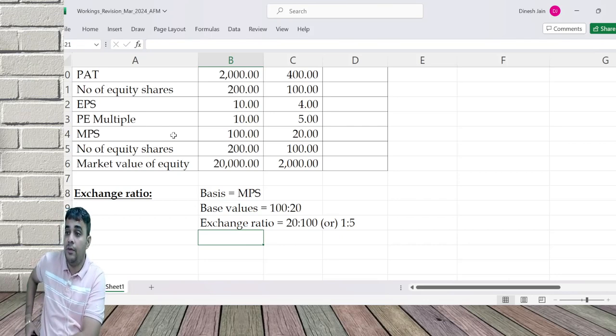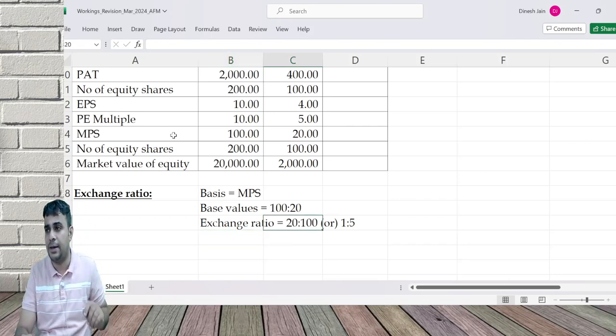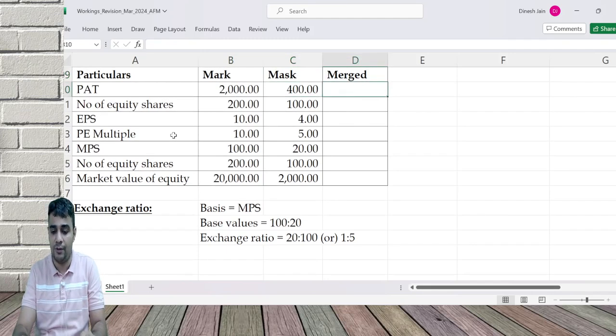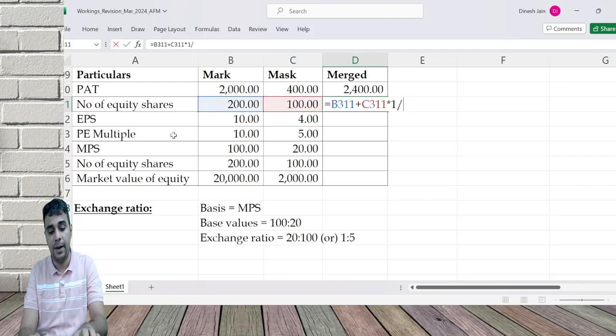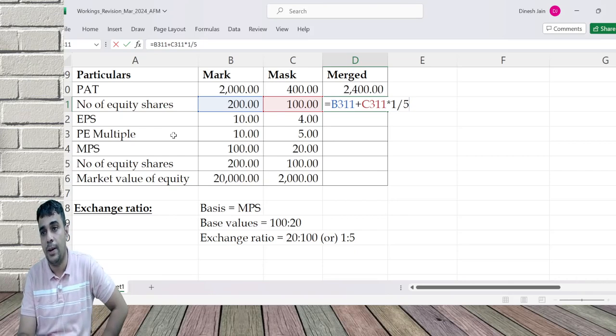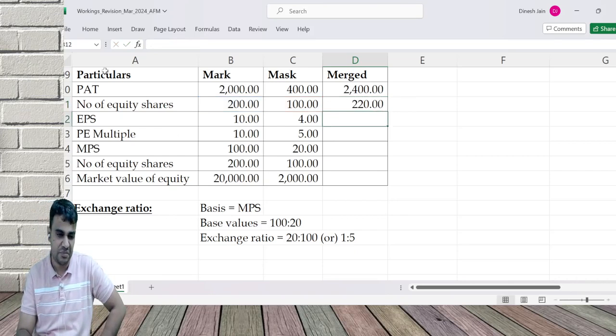Clear? Now we'll club them together and then complete the table. One extra add-on alone I'll have to discuss. 2000 plus 400 is 2400. 200 plus what? 100 into 1 by 5. Again, I'll have an issue with the decimals.